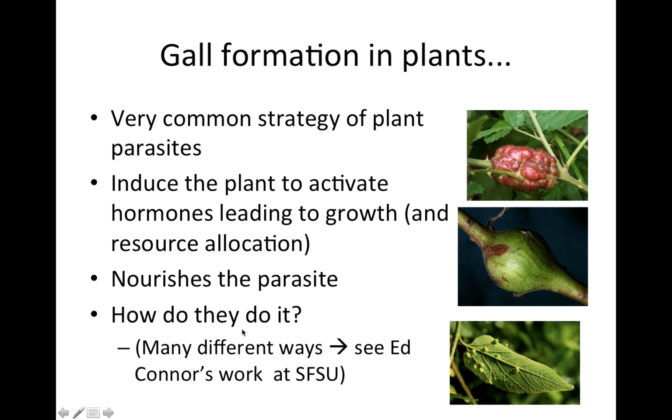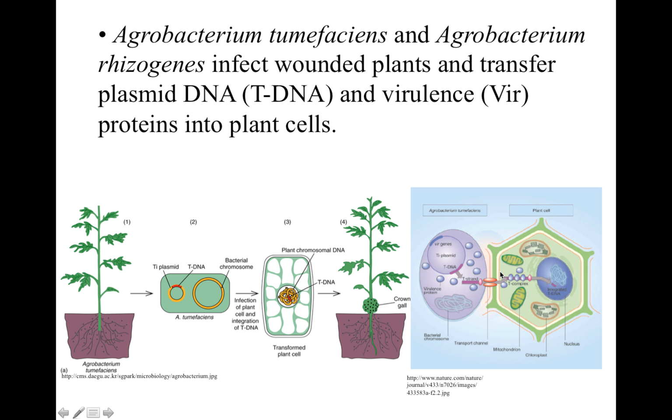There's active research going on at our institution. Ed Connor's work here at San Francisco State is trying to figure out how insects figured out how to do this trick. But we know a little bit about how the bacterium Agrobacterium tumefaciens does it. What they do is infect wounded plants, and they transfer a plasmid DNA and this protein into plant cells.